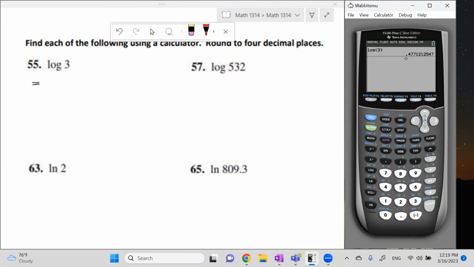So we keep 4 decimal places. We keep 4771, and I will not add one more, because after the 4th digit, we have 2. 2 is less than 5. So we just keep 0.4771.